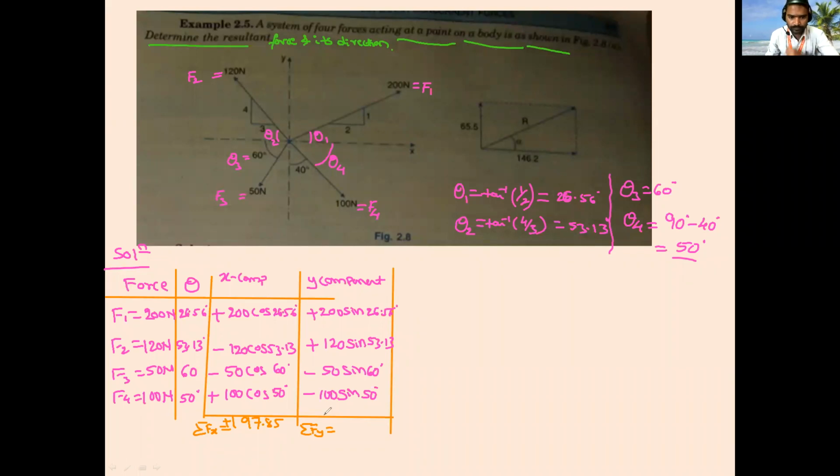So 65.52. Sigma fy, this one? Yes, sir. 65.52. Plus or minus? Plus, sir. Everyone, have you calculated? Is this answer correct or not? Anyone is having any different answers?